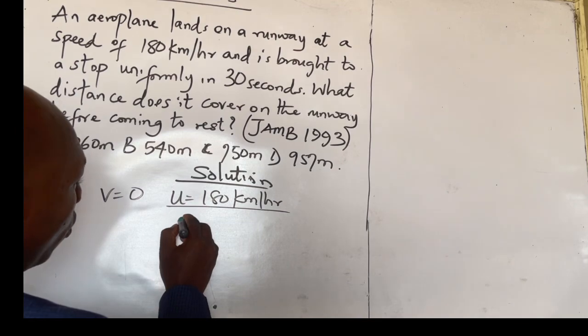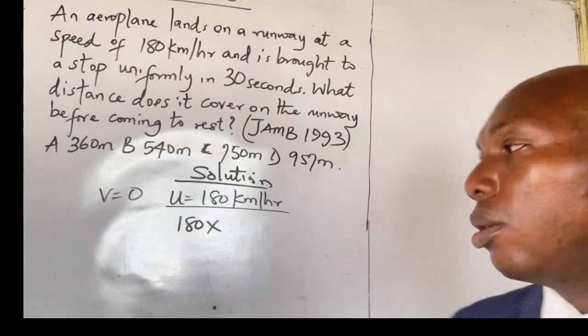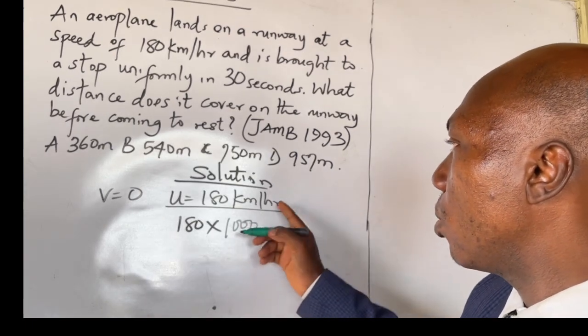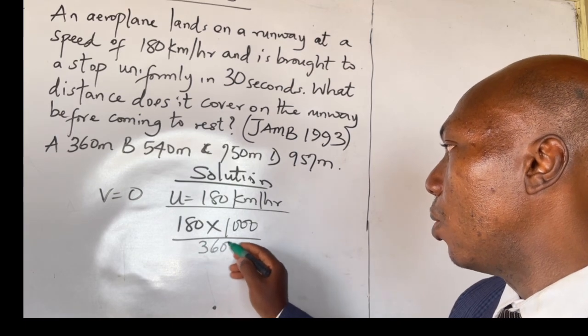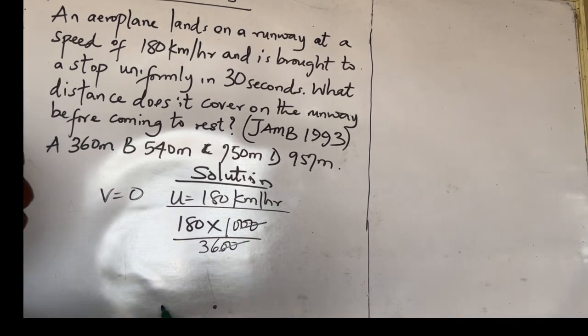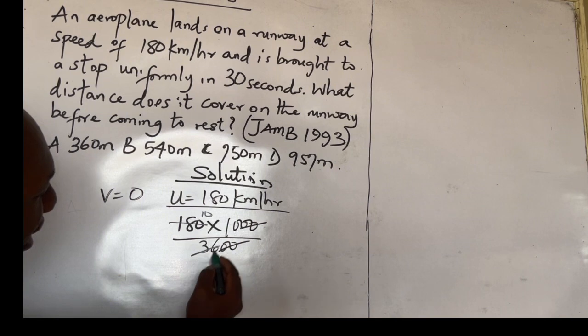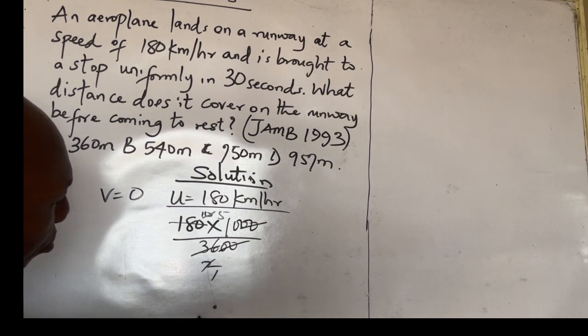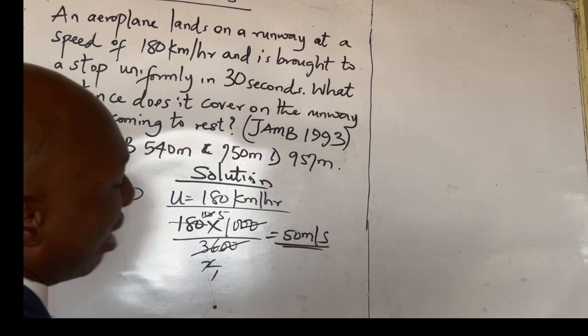So we have 180. If you want to convert kilometers to meters, you multiply by 1000. You convert hours to seconds, you divide by 3600. So we finish the work. 20 cancels 20, 18 here 10, 18 here 2, 2 here 1, 2 in 10, 5. So we have 50 meters per second. That's the initial velocity.